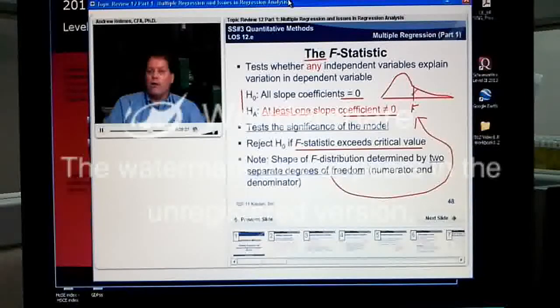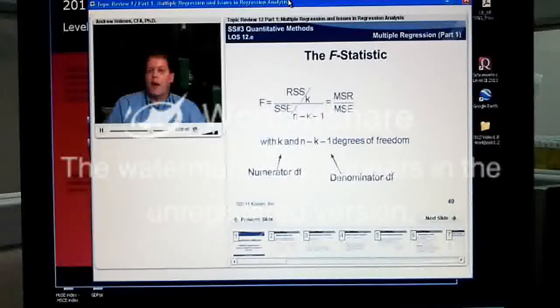If you are greater than this critical F, that is, you're out here, this is the area where you're going to reject the null hypothesis that all the coefficients are simultaneously equal to 0 and accept the alternative that at least one of the coefficients is different from 0. So that's testing the significance of the model.